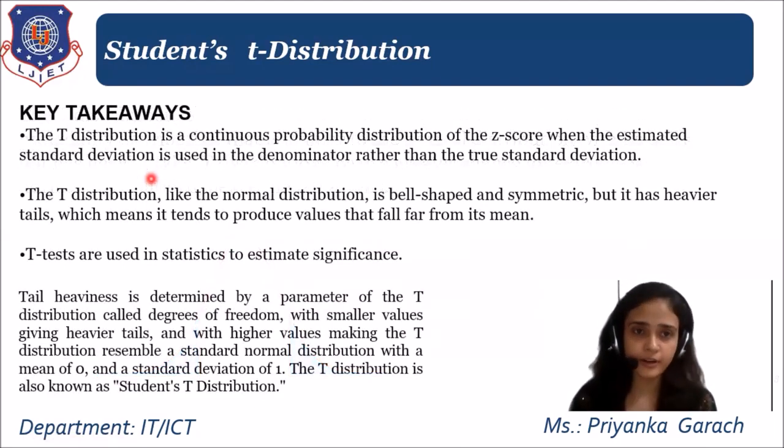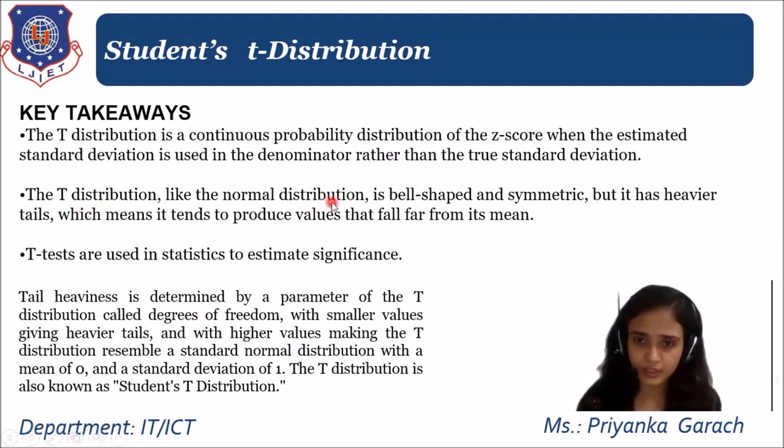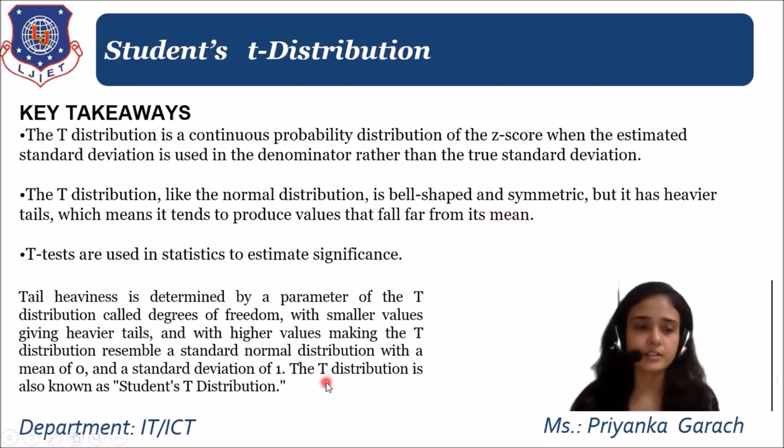These are the key points for the student's t distribution: the t distribution is a continuous probability distribution of the z-score when the estimated standard deviation is used in the denominator rather than the true standard deviation. Also you can write that the t distribution is like the normal distribution, which is bell shaped and symmetric, but it has heavier tails. Also, t-tests are used in statistics to estimate significance.